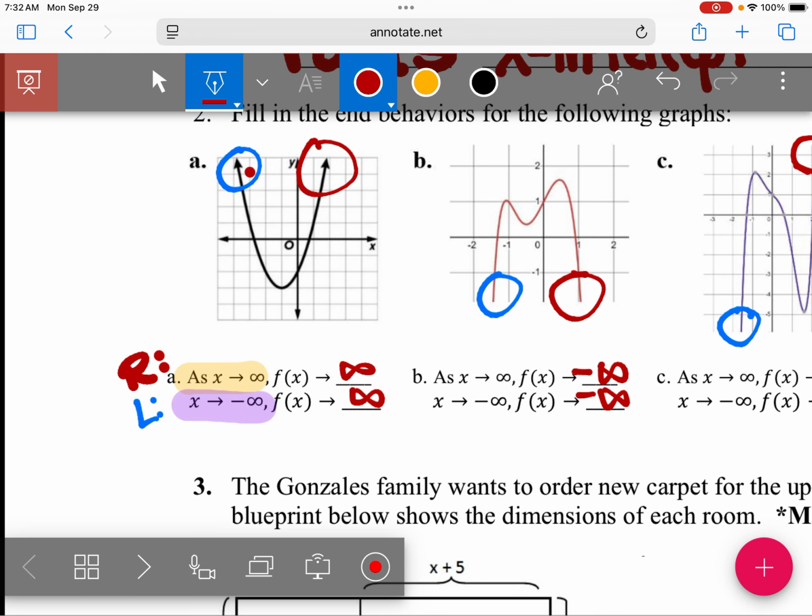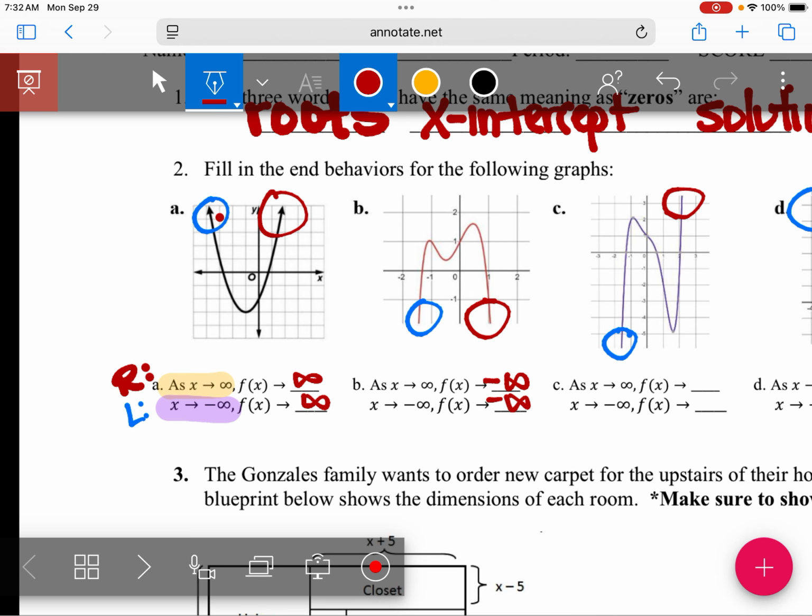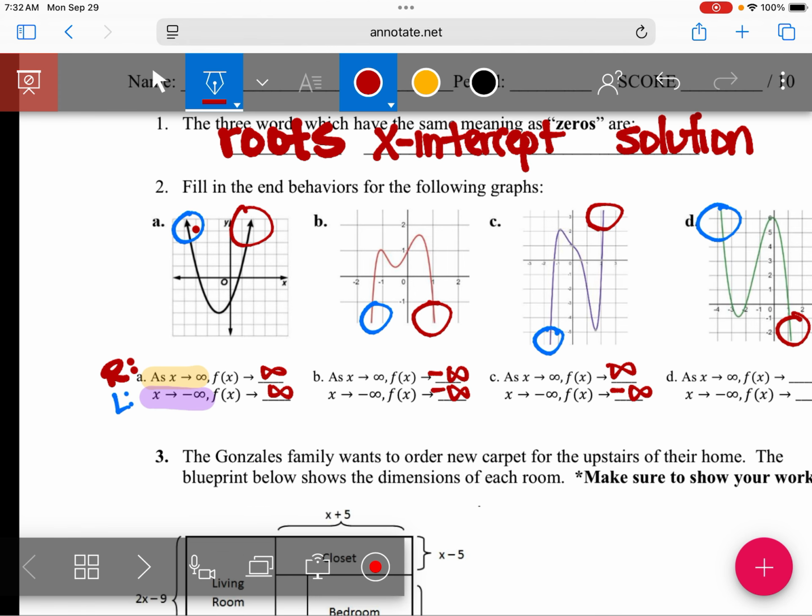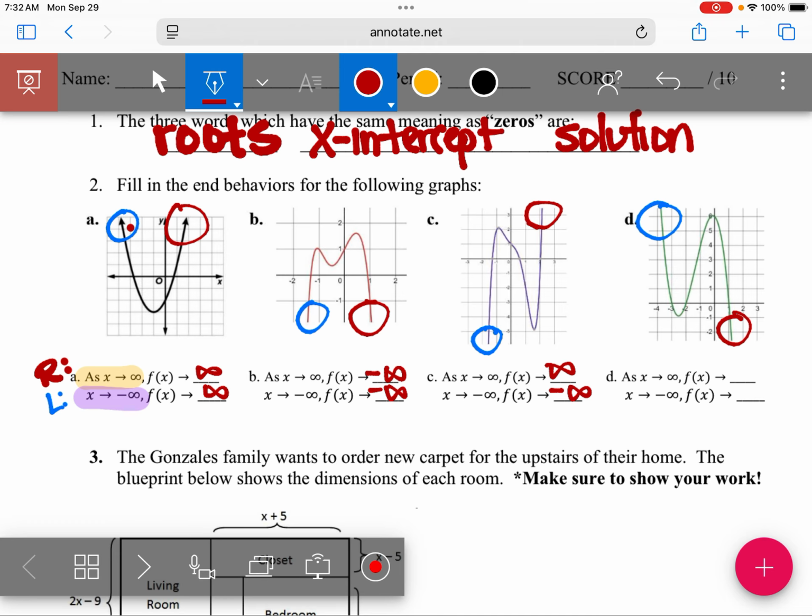For C, the right arrow, the one you see circled in red, is going up. The left arrow, which is circled in blue, is going down. And for D, the right arrow, which is circled in red, is going down. And the left arrow is going up. Any questions about end behavior?